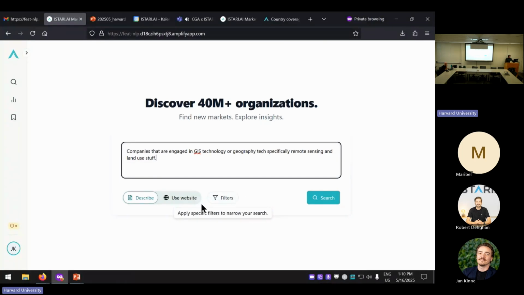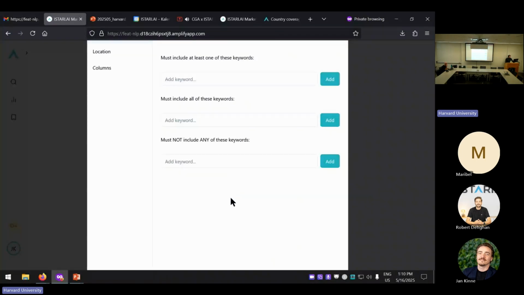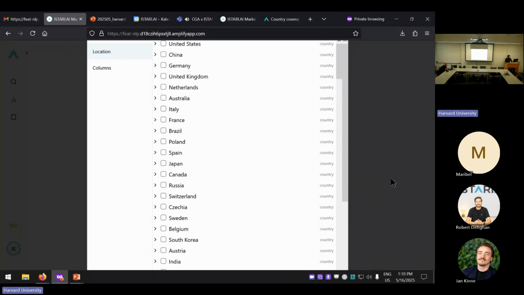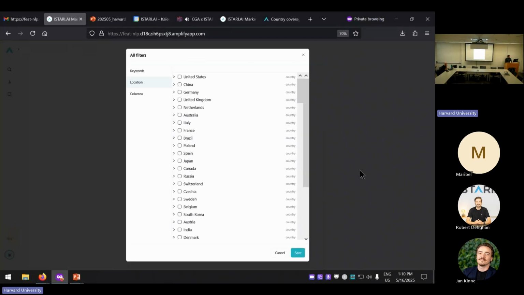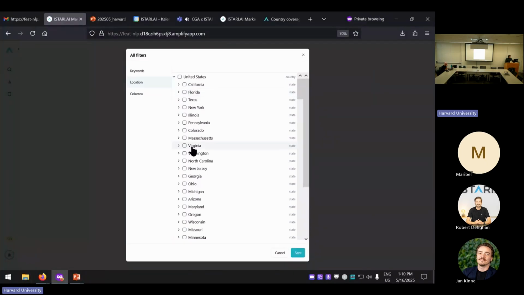On top of that, I have a filters button here, and if I click that one, I can choose a location I want to search in. You can see here again we have the United States, for example, and then you can say, okay, I want to only find organizations in Massachusetts, and then I can say Middlesex or Essex or whatever. You can just select them.